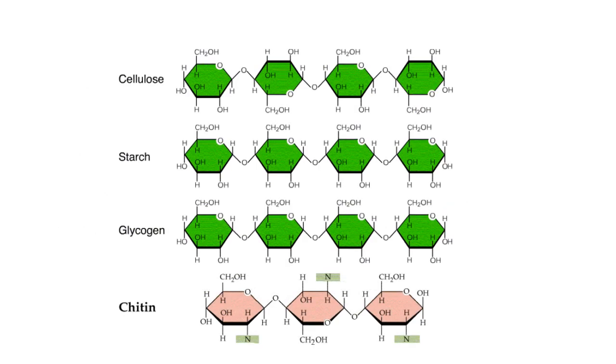So these are some of the examples of the carbohydrates: cellulose, starch, glycogen and chitin. They have a glycosidic bond linkage between them.